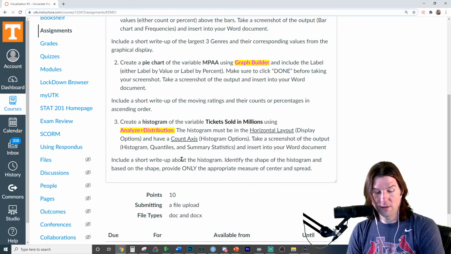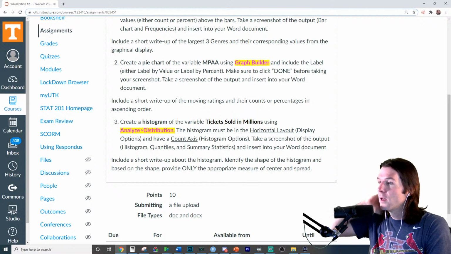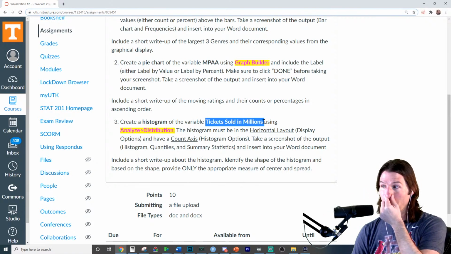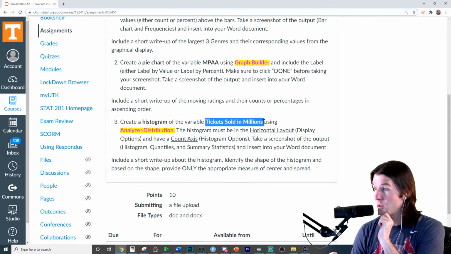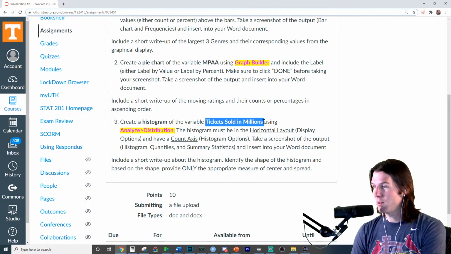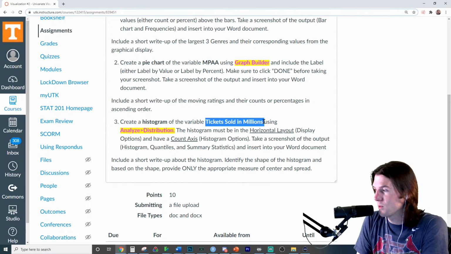So we need to take a screenshot of this, and then we need to do a write-up. Okay, so tickets sold in millions is what kind of variable? These are things we should know instantaneously. Tickets sold, like how many millions of tickets are sold, is what kind of variable?